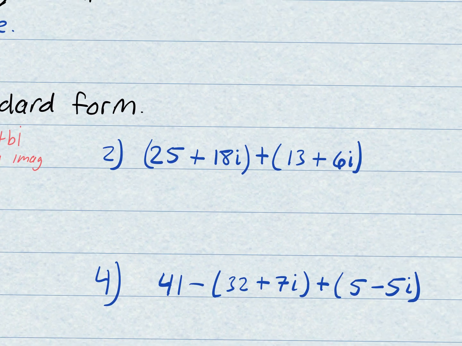We should see something similar happen here. We have the addition of two complex numbers, so we want to add real plus the real. Our real numbers here are 25 and 13, which is going to give you 38. Imaginary plus the imaginary is 18i plus 6i, which is going to get us 24i. And this is in standard form. We have our real number 38 plus our imaginary of 24i.